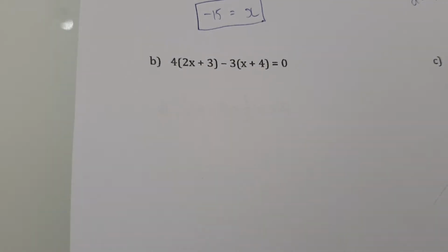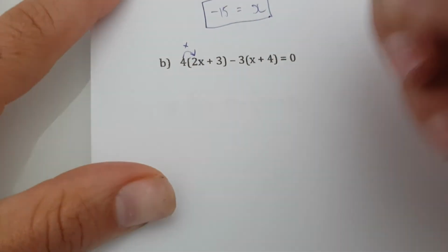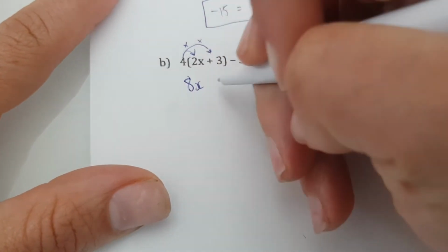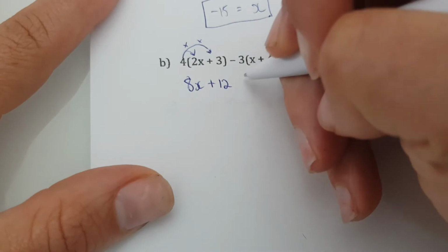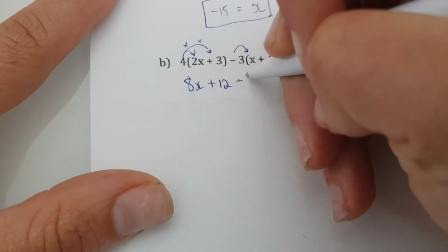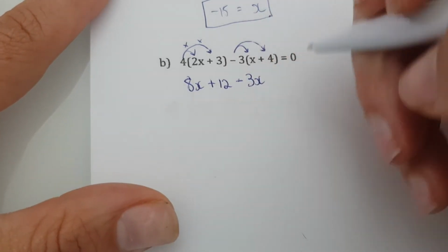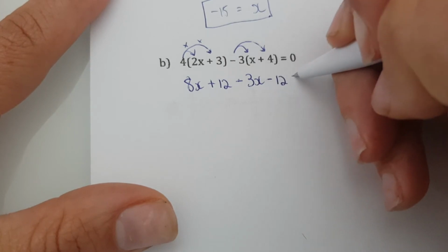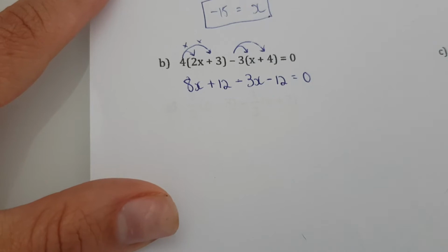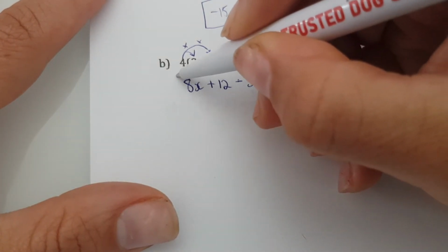Okay, so let's check it out together. We had 4 multiplied by 2x, so 8x. 4 multiplied by 3, so 12. Negative 3 multiplied by x, which is negative 3x. Negative 3 multiplied by 4, which is minus 12. Now we can put the letters on one side and numbers on the other side.